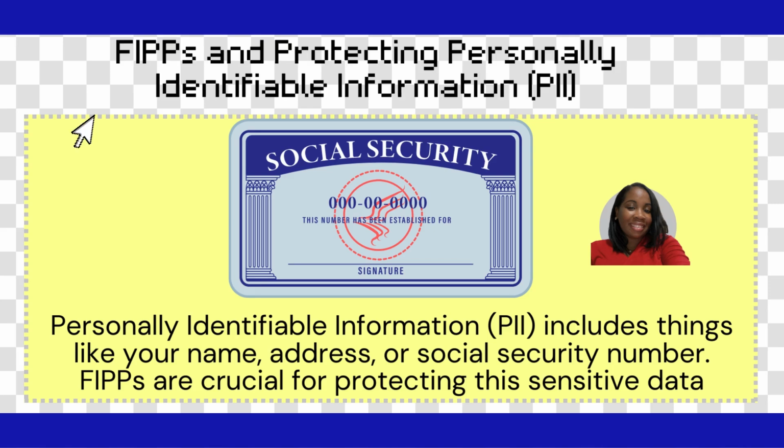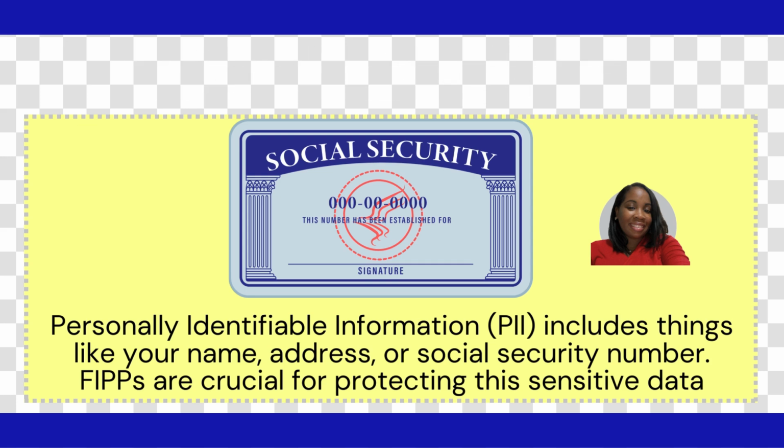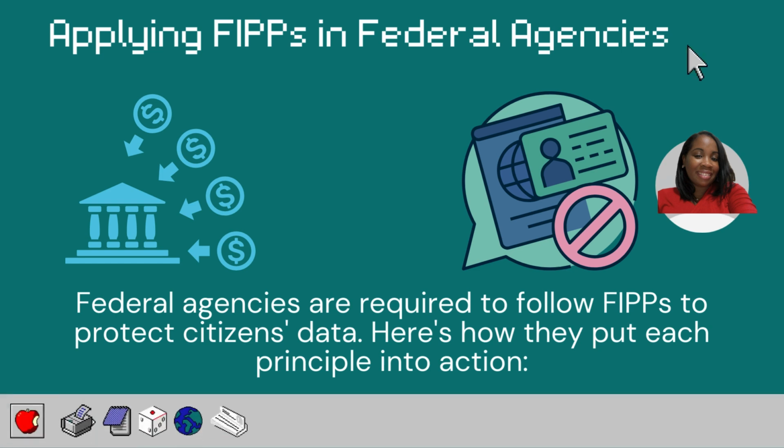Next, we are going to talk about protecting personal information. These are things like your name, your address, and your social security numbers. It is crucial to protect this sensitive data. Did you know that federal agencies are required to also follow these laws? They must protect citizens' data.